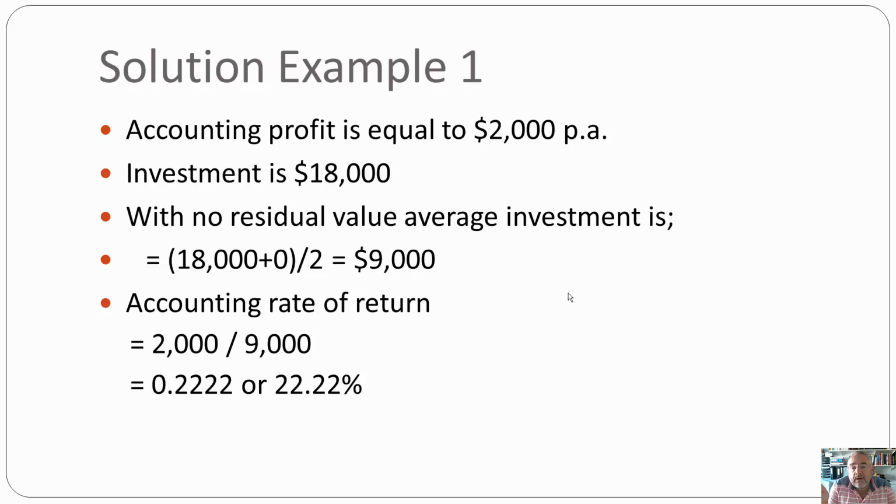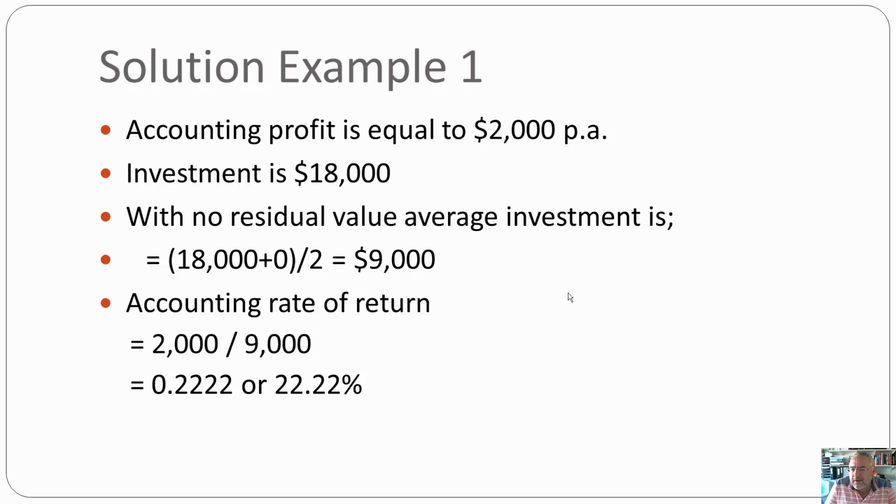So accounting profit is 2,000 per annum. The investment is 18,000. That's the amount we stumped up for the asset up front. But the average over the period of time is 9,000, or if you calculate it for the first year, it'll be 18,000 at the beginning, 18,000 less 3,600 at the end of that year. But over the life of the project, it's 9,000. See, already it's dodgy. The period that you measure over is going to give you different rates of return. So 2,000 per year divided by an average investment of 9,000, it's 22%.